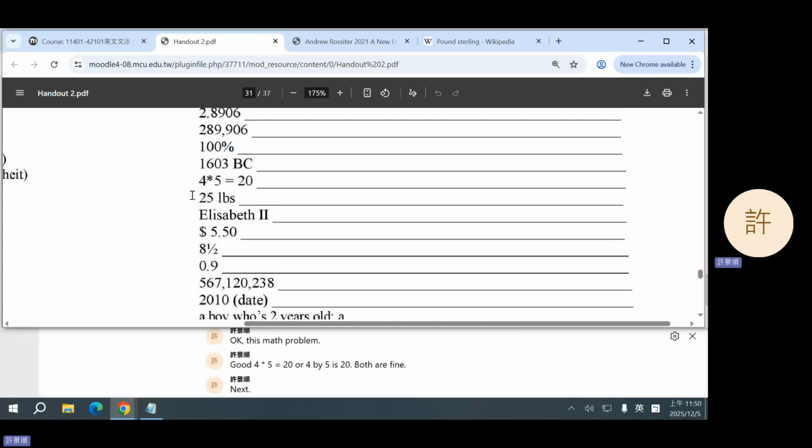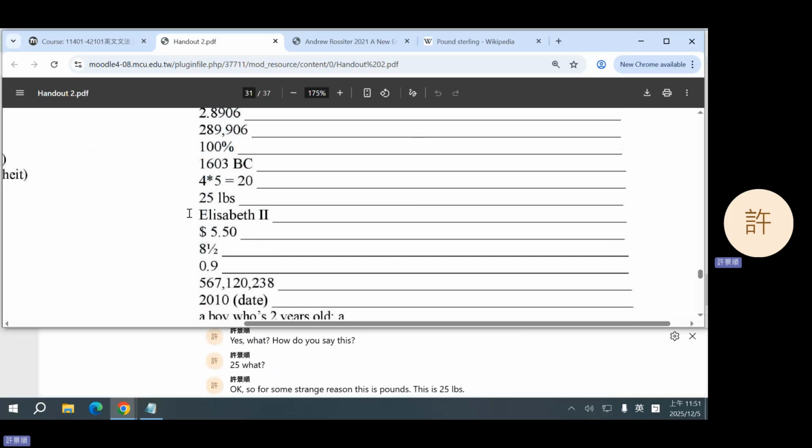Next, what is this? Yes. How do you say this? 25 what? Okay, so for some strange reason, this is pounds. This is 25 pounds.